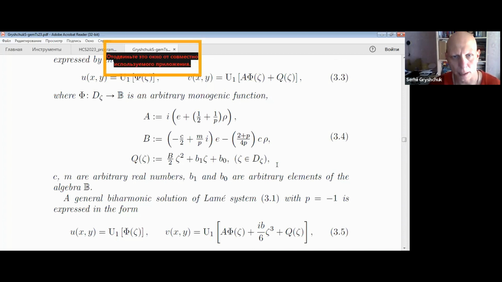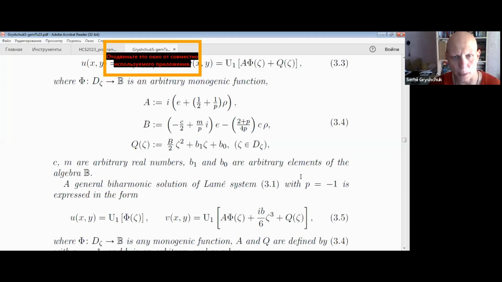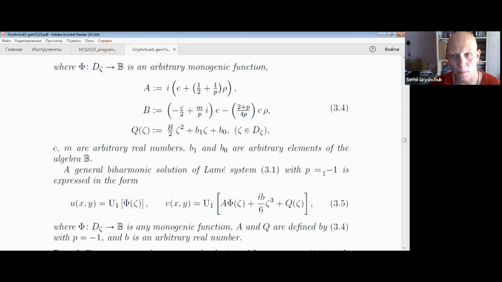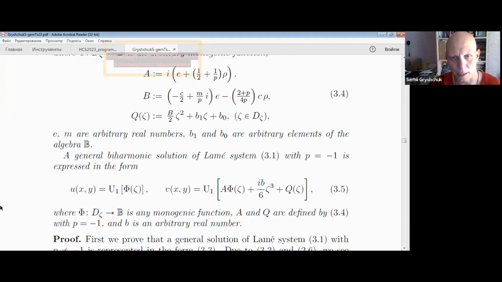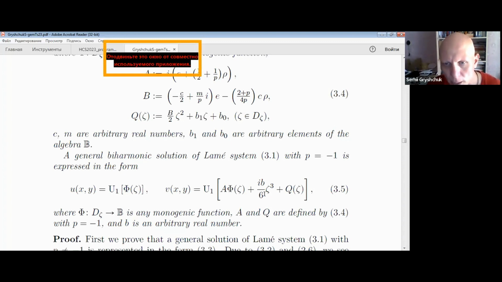And B, the previous formula, and B1 and B0 are arbitrary elements of the algebra. And a general biharmonic solution, this is for the case p except -1. For p equals -1, we have a similar formula for biharmonic solutions, but for v we have an extra term, iB over 6 times zeta to the power 3.